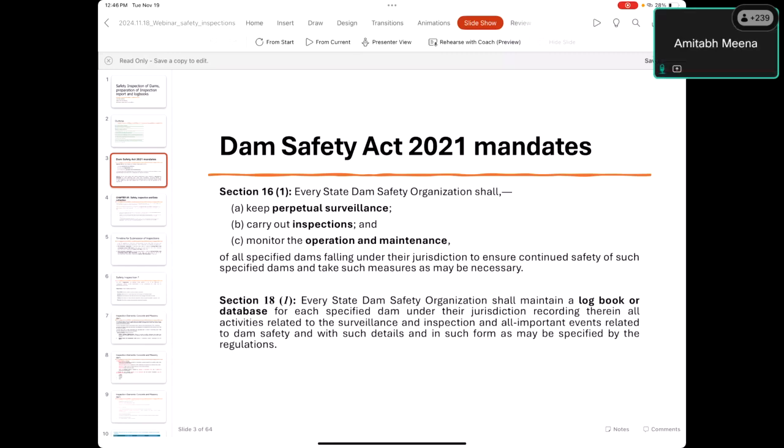See, the overall responsibility for keeping perpetual surveillance, inspections, and monitoring the operation and maintenance lies with the SDSO. So SDSO has a supervisory role in this regard. This Section 16(1), from its language, is giving the supervisory role to the SDSO.